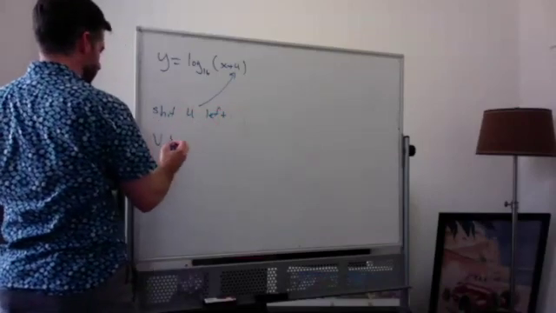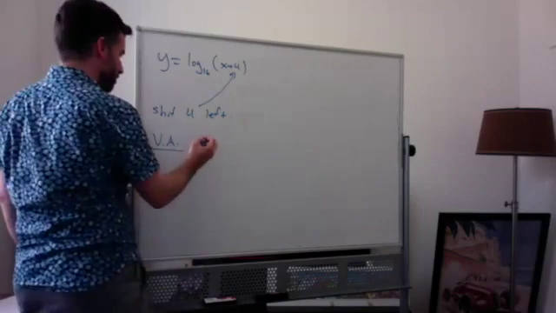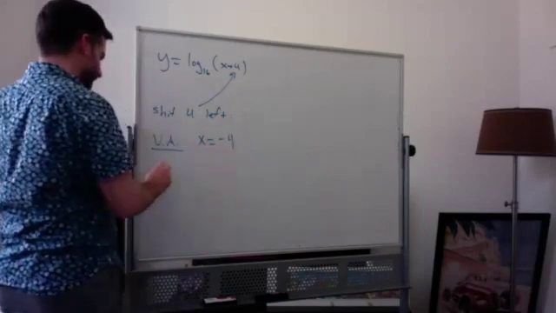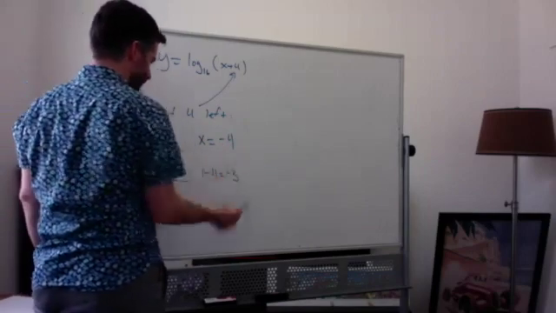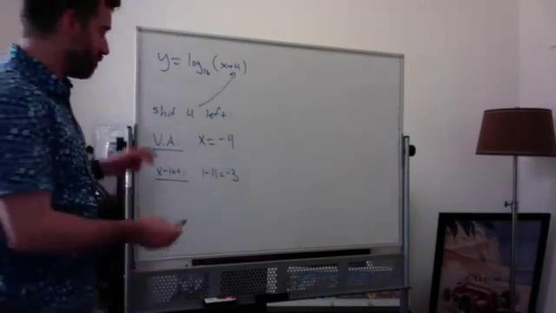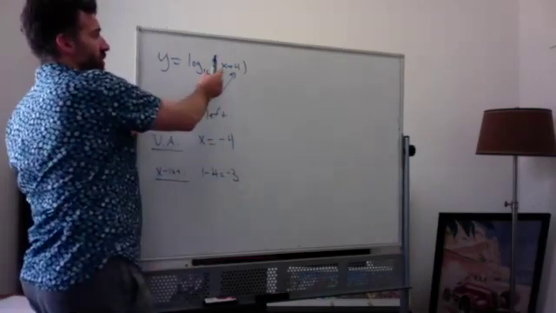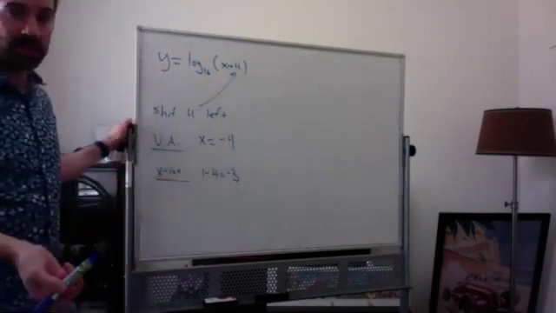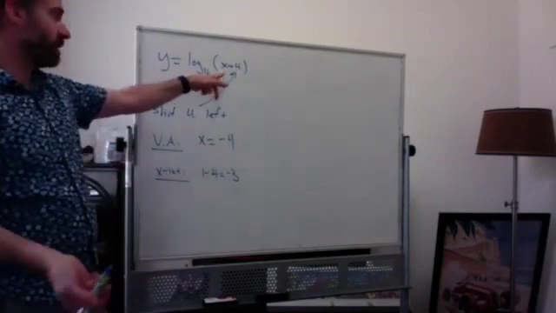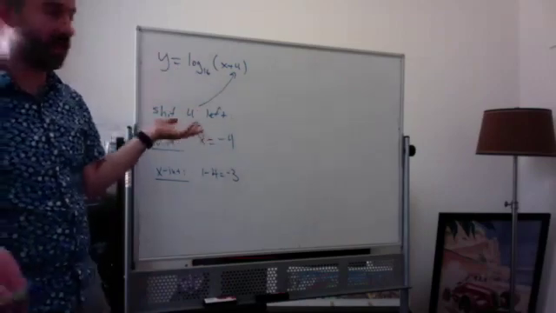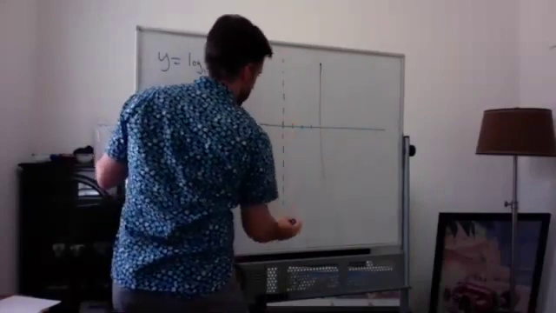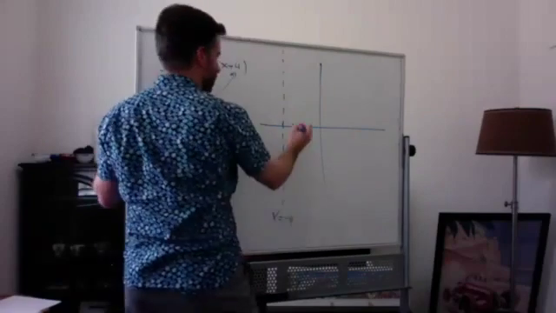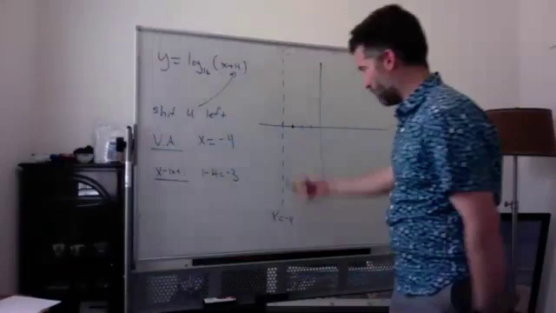So the vertical asymptote is going to be 0 minus 4. So negative 4. And the x-intercept is going to be 1 minus 4, which is negative 3. Again, you can check. If you plug in negative 3 plus 4 is 1, and log base 16 of 1 is 0. So when x is negative 3, y is 0, which means it's an x-intercept. Here's x equal to negative 4. There's the vertical asymptote x equal to negative 4.